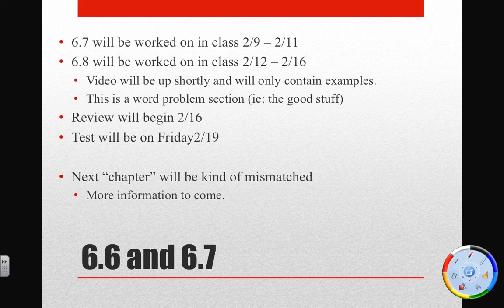The next chapter that we're going to be covering, whatever we end up covering for the end of quarter 3, will be a bit of a mismatch. I want to throw a little bit of chapter 8 and a little bit of chapter 7 together to finish the quarter off, and then we'll fill in the leftovers into quarter 4.